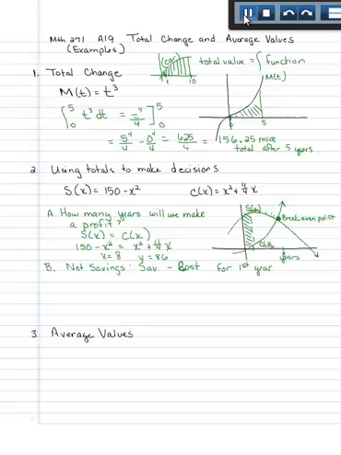Well, if you think back to the whole idea of area between curves, what we're really doing is top curve minus bottom curve. So we're going to integrate from 0 to 1 the top curve, which is our savings, minus our bottom curve, which is our cost.